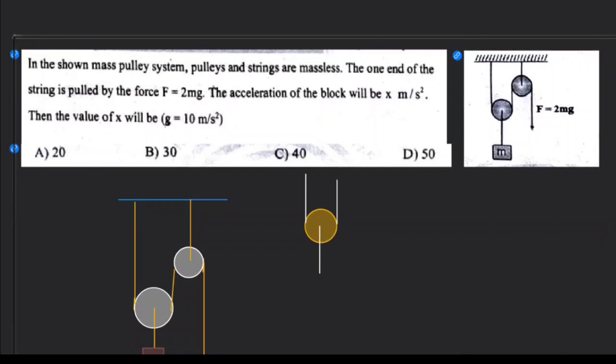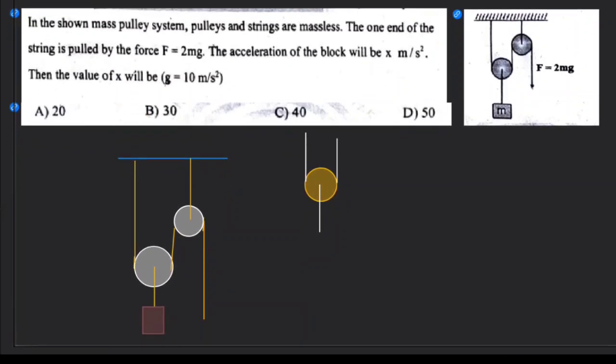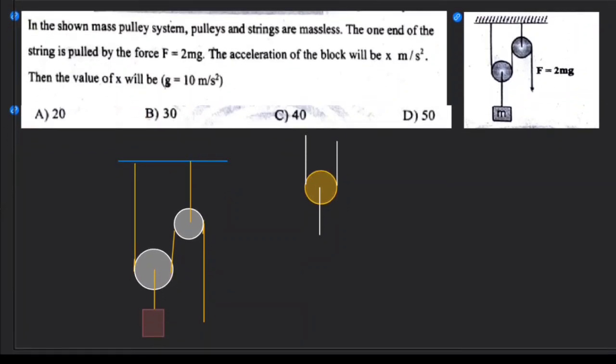Next, question number 2. In the shown mass pulley system, pulleys and springs are massless. One end of the string is pulled by the force F equal to 2 mg. The acceleration of the block will be x meter per second square. Then the value of x will be, right? So this is the question.